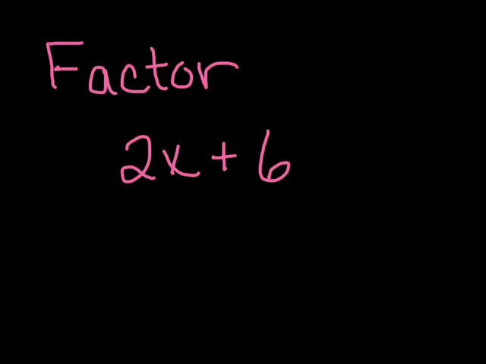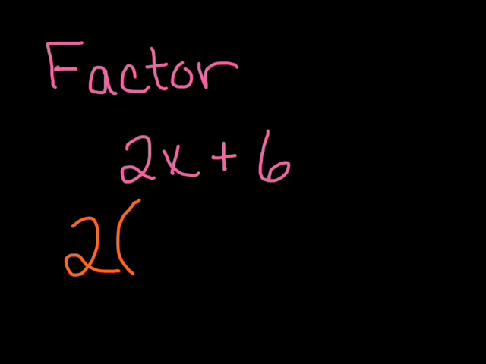So to factor, you want to get it back to what it looked like before you distributed. So we look at 2x and 6 and we say, what factor do 2x and 6 have in common? Or in other words, what can I divide both 2x and 6 by? So I can see that 2x is divisible by 2 and 6 is divisible by 2. So their common factor is 2.